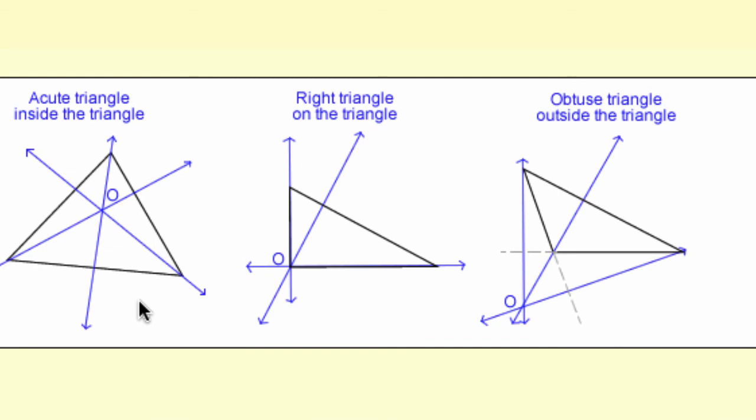And for an acute triangle, the orthocenter is on the inside. Right triangle, it's on the triangle. Obtuse triangle, it is outside the triangle.